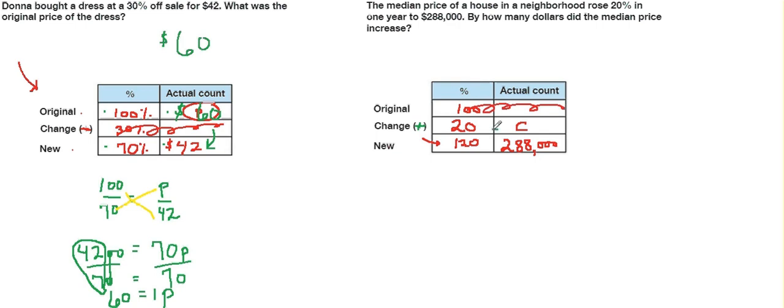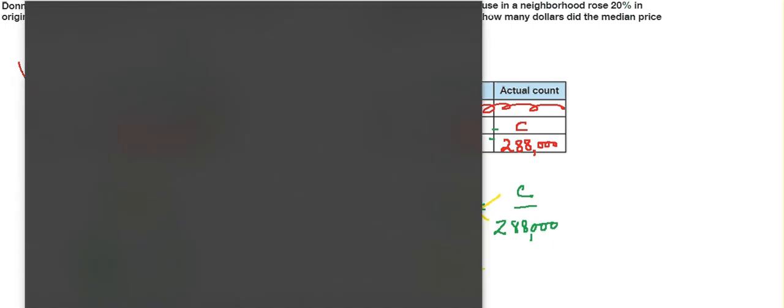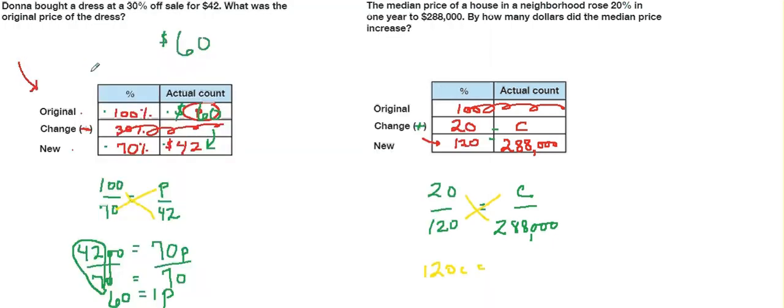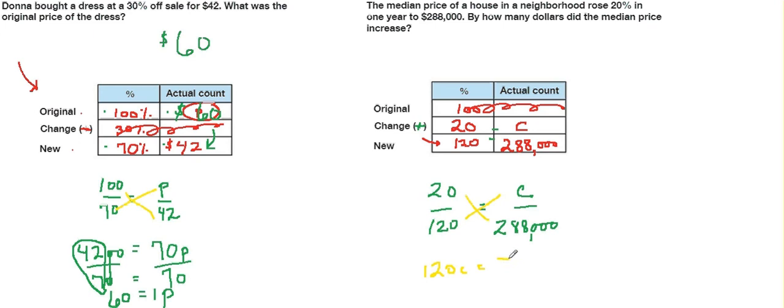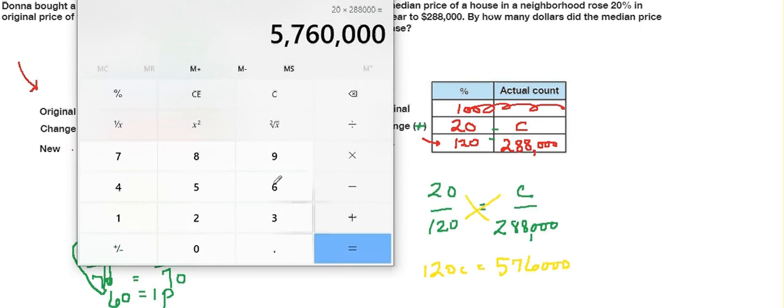So we set up this proportion. 20 over 120 is C over 288,000. Okay, write that down. Cross multiply. Okay, I'm going to grab my calculator. Just cross multiplying this part right here. Now, that's a big number. You may not bother writing this down because you're about to divide anyway. But I'm going to, just so you know where I'm going.